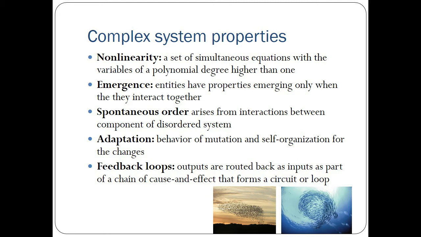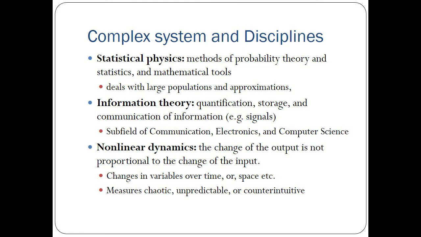So what are the important properties of complex systems? Nonlinearity, emergence, spontaneous order, adaptation, and feedback loops. Then next, we'll see complex systems with other disciplines, and how these other disciplines deal with them, starting with statistics and physics. There are various methods of probability theory and statistics and mathematical tools that can represent and analyze complex systems. And statistical physics deals with large populations and approximation. So these theories of statistical physics could be applied to complex systems.